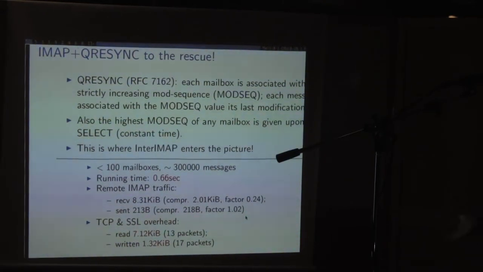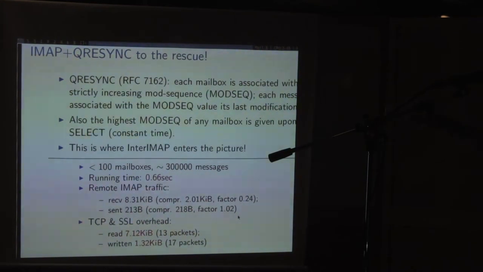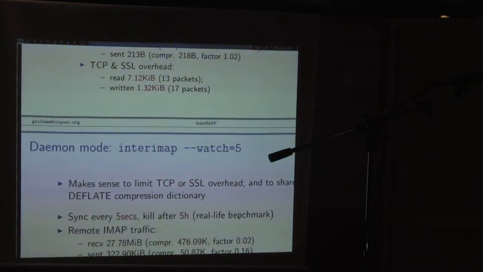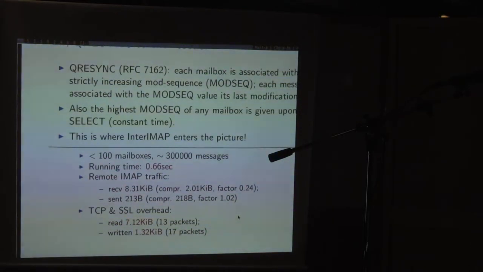So this is what Inter IMAP is doing, and the performance boost is extraordinary. That is, we brought the 1 minute down to 0.6 seconds, and the traffic was brought from 1.5 megabytes to under 10 kilobytes. And in fact, it's so fast that I want to run IMAP super often. Like I want to run it every 5 seconds or something. It's so fast that it doesn't make sense to run it every 10 minutes or something like that.